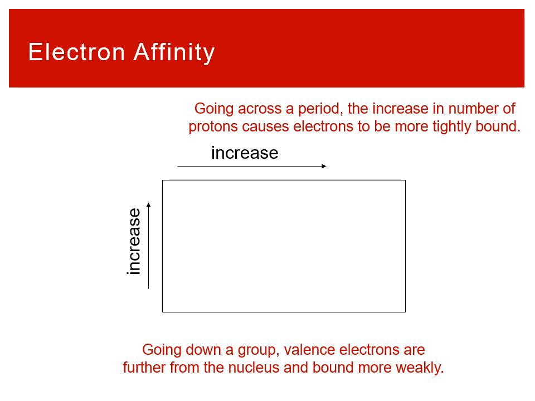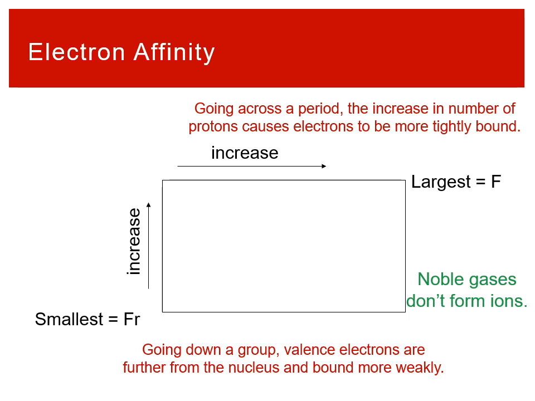Going down a group, valence electrons are further from the nucleus and bound more weakly, and as a result there is less bang for your buck. You don't have a high electron affinity because those electrons aren't going to be that tightly bound. The smallest electron affinity is francium. The largest electron affinity is fluorine. It's a little bit different; it's not going to be helium like we've normally seen, because noble gases don't form ions.